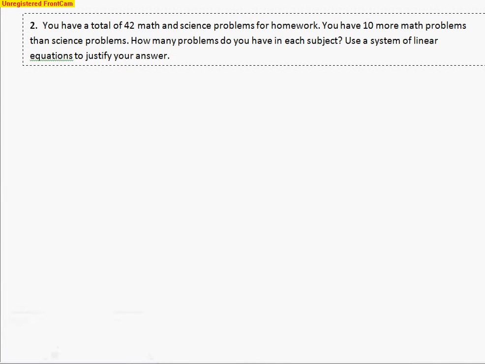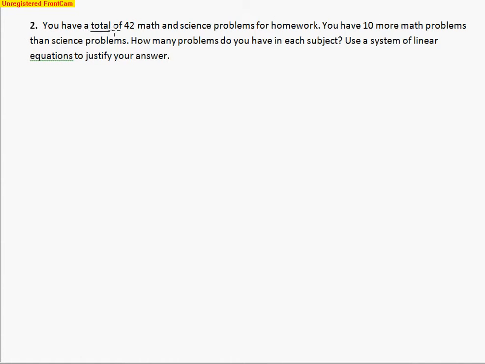Let's take a look at another type of problem. So it says here that you have a total of 42 math problems. So total again, 42 math and science problems. Total means you're adding two numbers together. So it says that you have 10 more math problems than science problems. So how many of each do you have? And so let's start off with some variables. Let's say M equals the number of math problems, and we could go with S being the number of science problems.